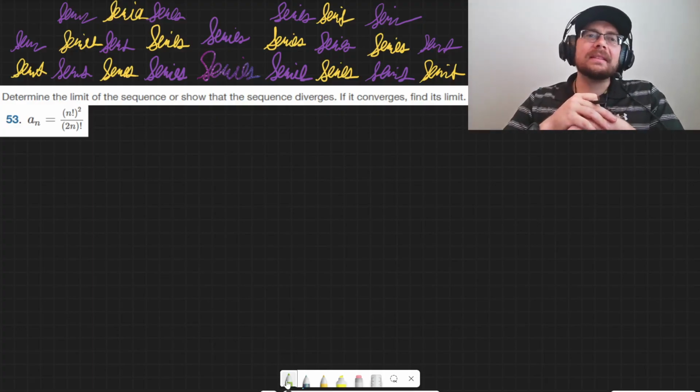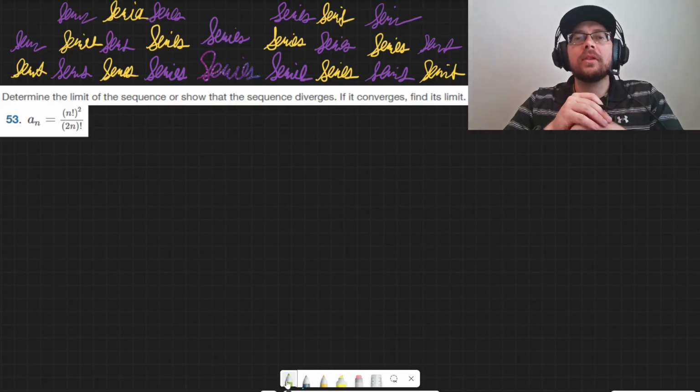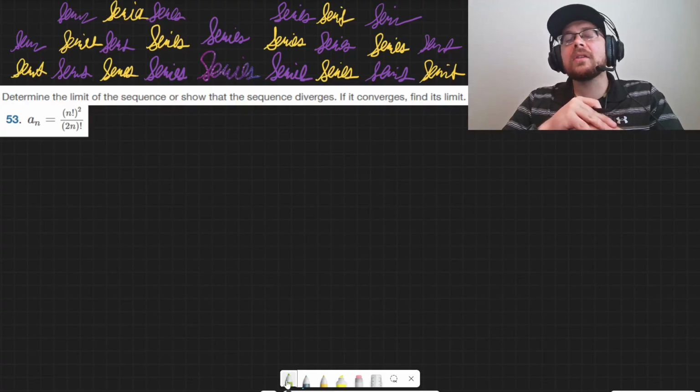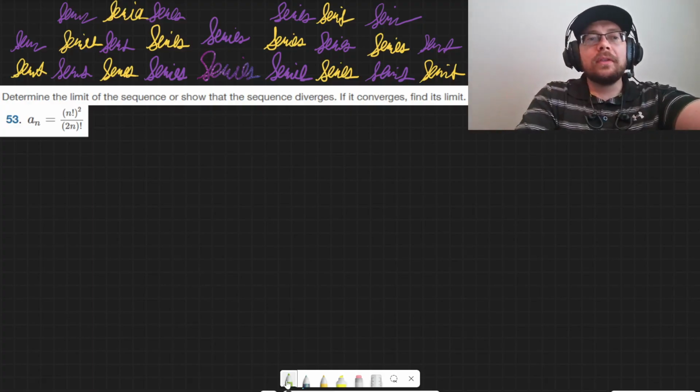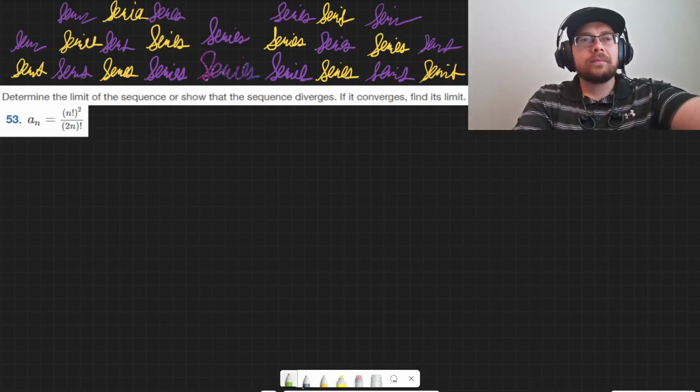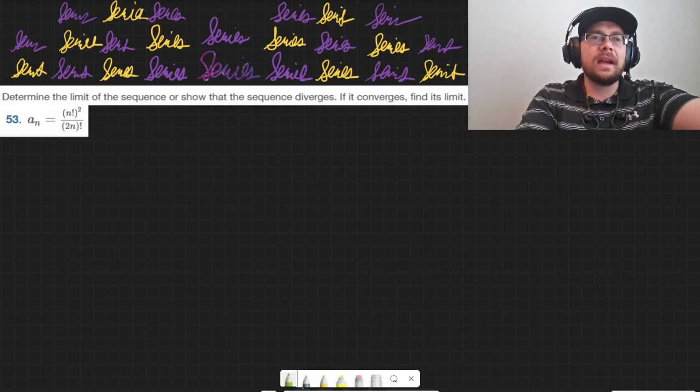Determine the limit of the sequence or show that the sequence diverges. If it converges, find its limit. So we are trying to see if the sequence has a limit, meaning as n goes to infinity, what is happening to a sub n? Well, this one actually might be a little bit more interesting than the previous ones. And let's look at why.